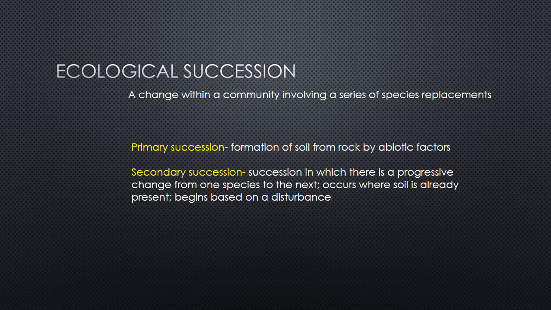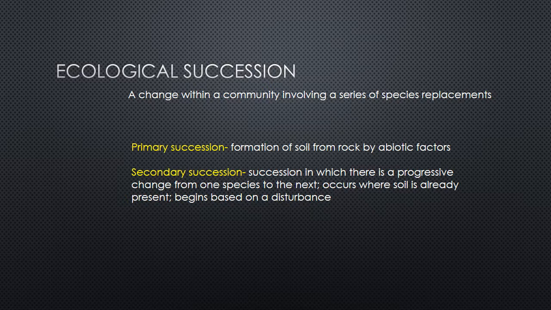Okay, so those are the biotic factors. We've finished with that. So we are going to move on to ecological succession. And what that means is a change within a community involving a series of species replacements. So that means you've got a set of species, and over time, we start replacing some of those species, which then impacts the next set. So then we get a new set of species, and so on and so forth.